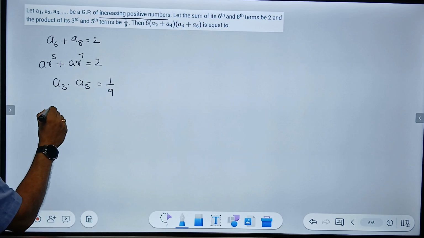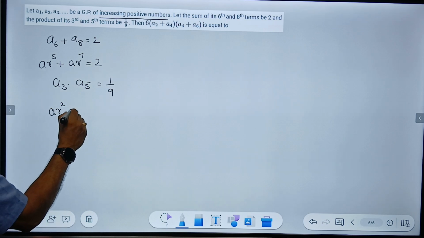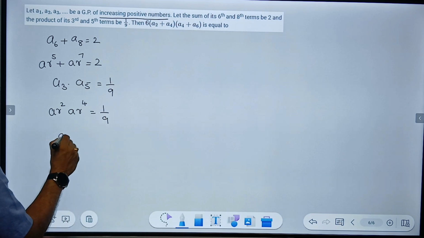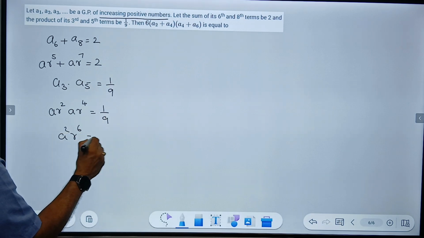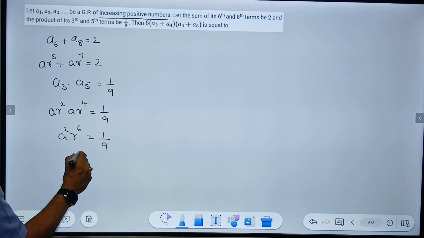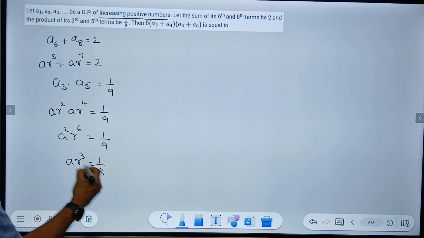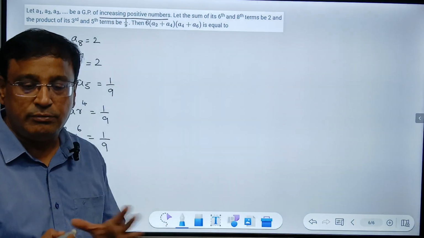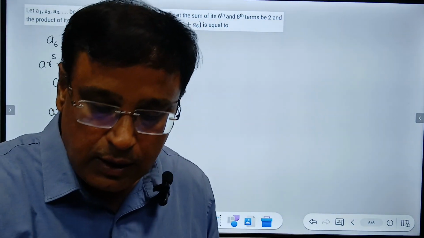What is the 3rd term? A r square. 5th term is A r power 4 equal to 1 by 9. This is A square r power 6 is equal to 1 by 9. Taking positive square root, you get A r cube equal to 1 by 3. I am taking positive square root because it is an increasing positive number. Correct?